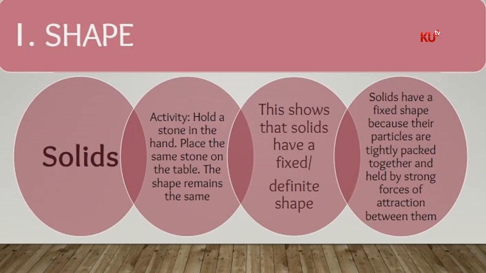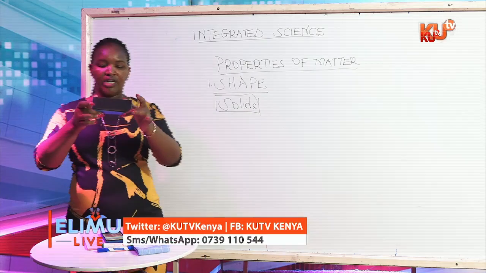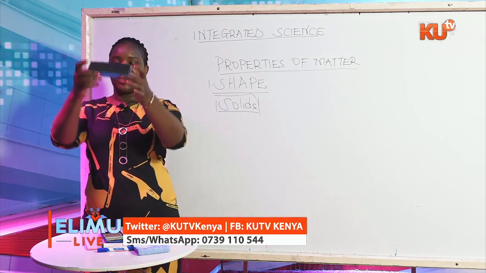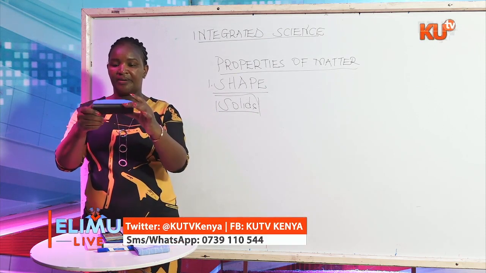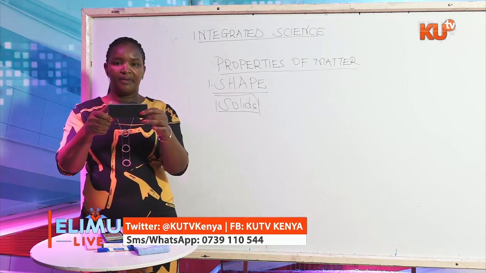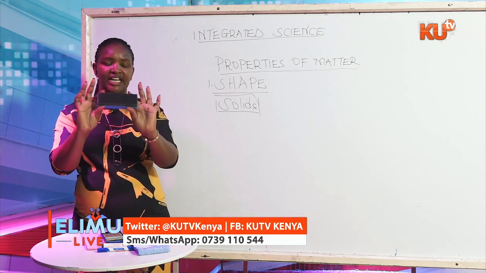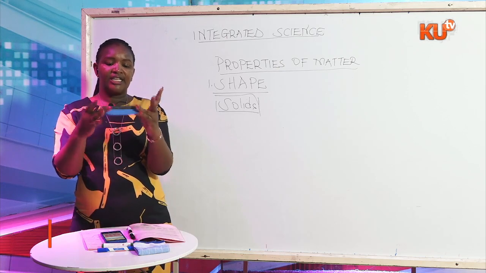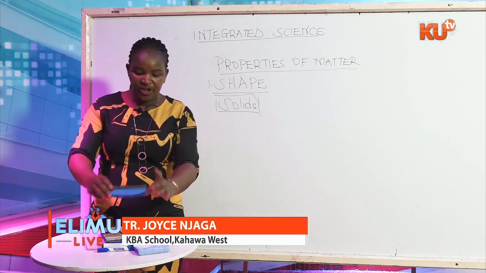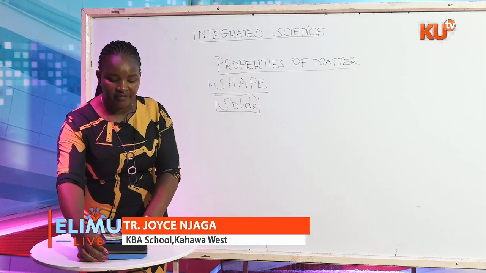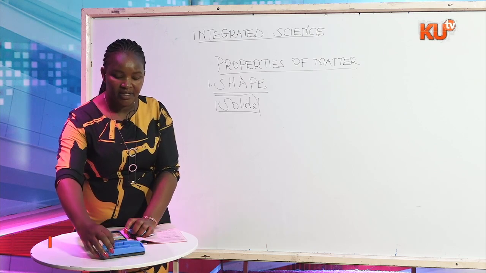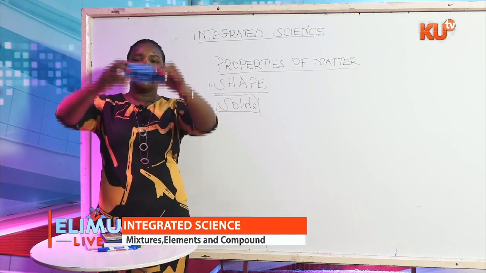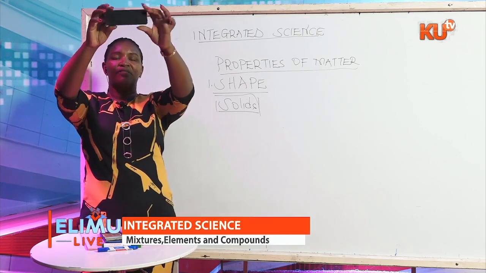Like now, I want to use a solid I have. I have a duster with me here. This is a solid. Now that I don't have a stone, this is a solid. I'm holding it in my hands. Observe the shape. This is a duster. It is an example of a solid. The same duster, I place it on the table. Observe whether the shape has changed or not when it is on the table. I can still take the same duster and even lift it up. Observe the shape.